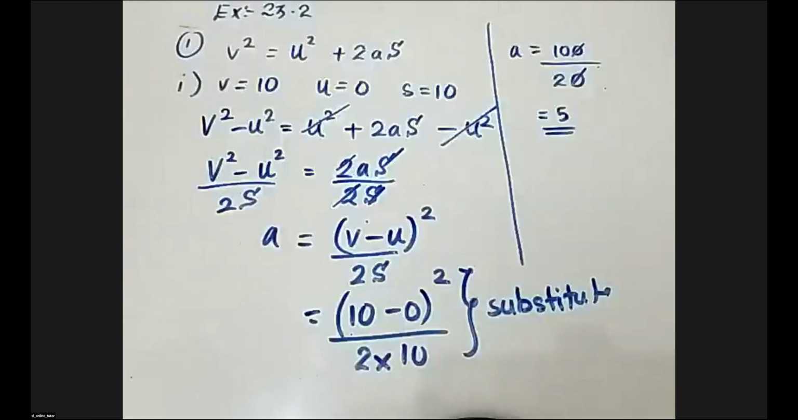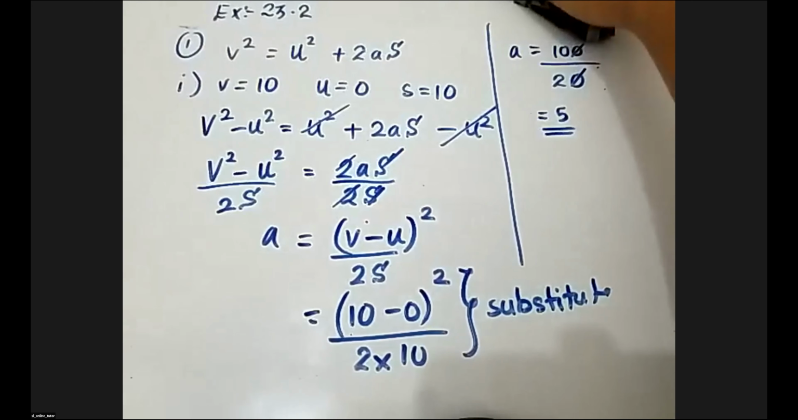Okay, we'll go to the next one. I'm going to clear the board now. Roman number 2: find the value of S when V equals 10, U equals 5, A equals 2. If anybody is writing, unmute and tell me.